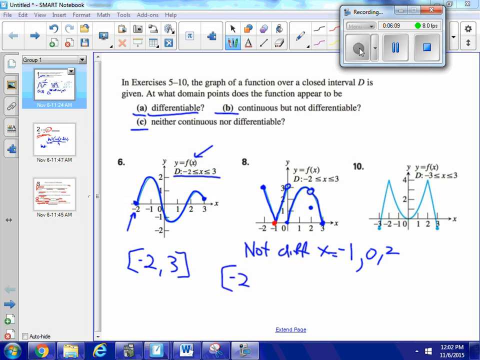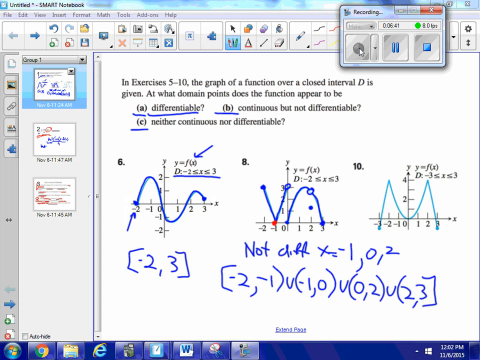So if I'm describing where it is differentiable, I'm going to say it is differentiable from -2 all the way to -1, but -1 is not included, it's not differentiable there. And then I'm uniting that with -1 all the way to 0, but again at 0 it's not differentiable. And then I'm uniting that with 0 to 2, where it is not differentiable. And then I'm uniting that with 2 to 3, and it is differentiable at 3. So that is how I would write this answer to A in interval notation.